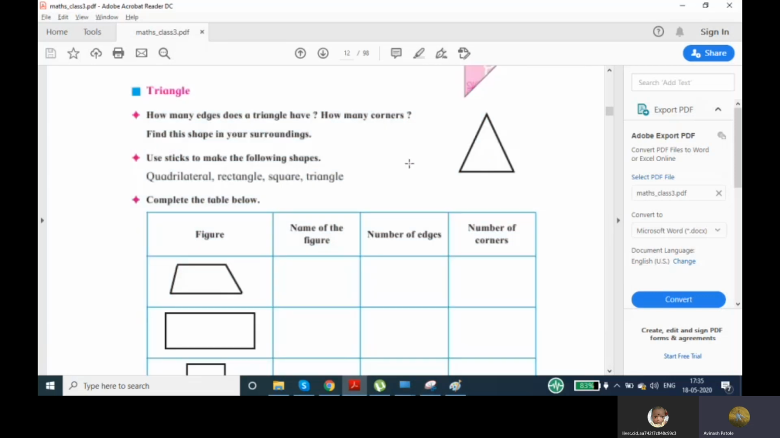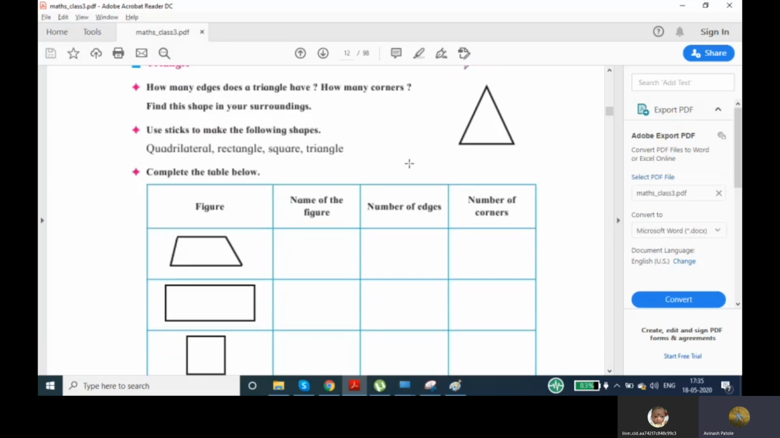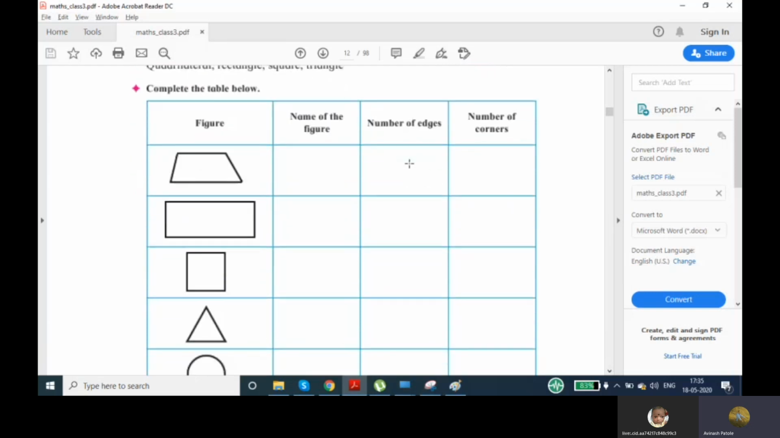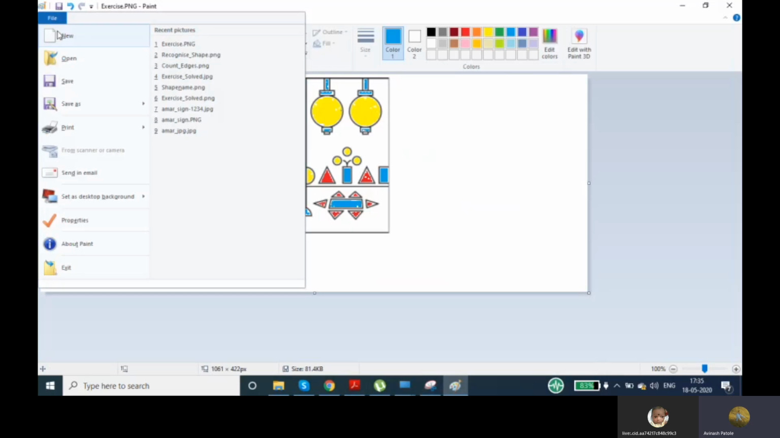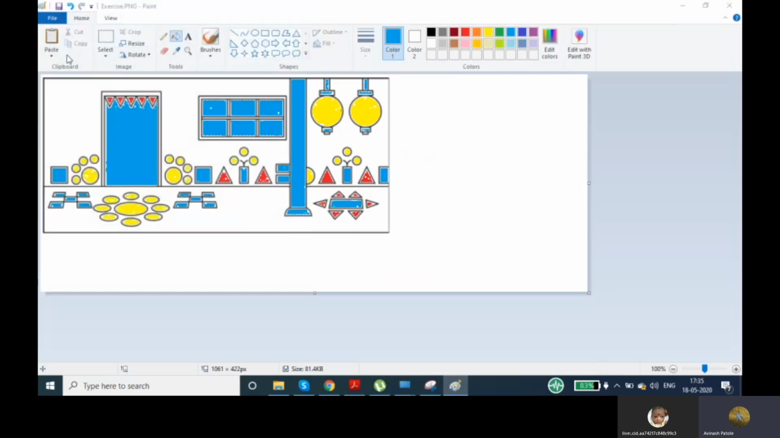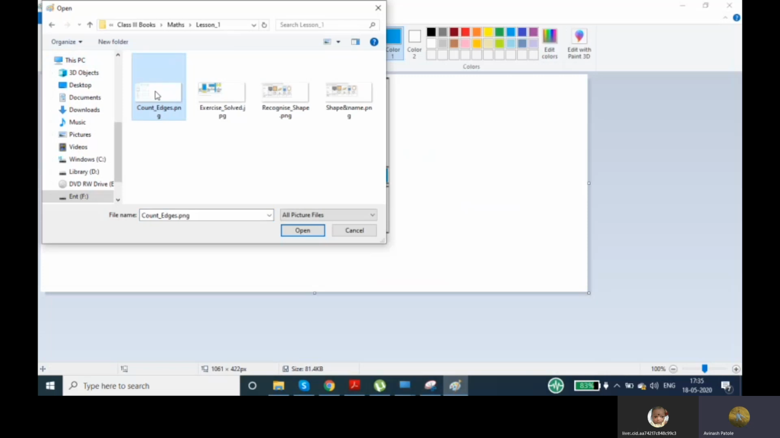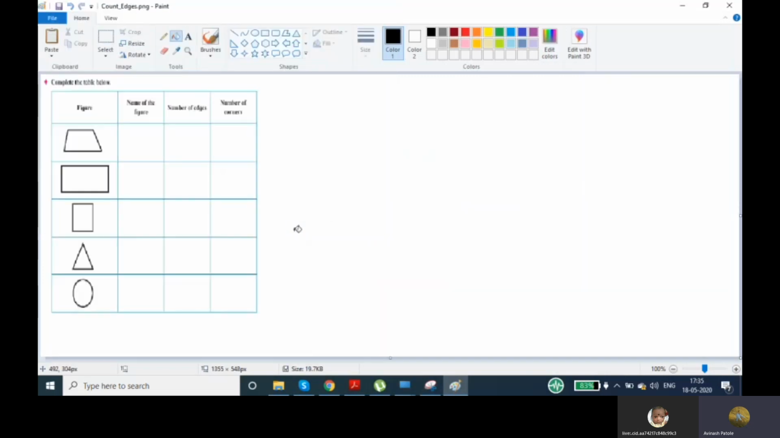So you can use sticks to make the following shapes, that is quadrilateral, rectangle, square, and triangle. Now following there is an activity. It says complete the table below. We are going to do this activity. So let's pull up the activity. It says we have to mention the name of the figure, the number of edges, and the number of corners. So first we are going to write the name of the figure.